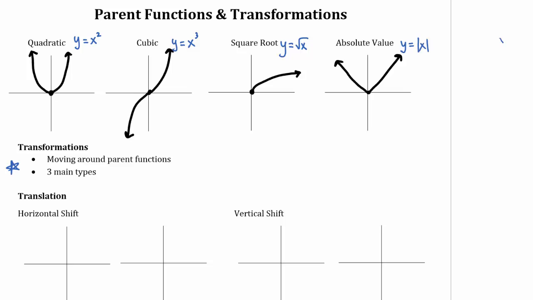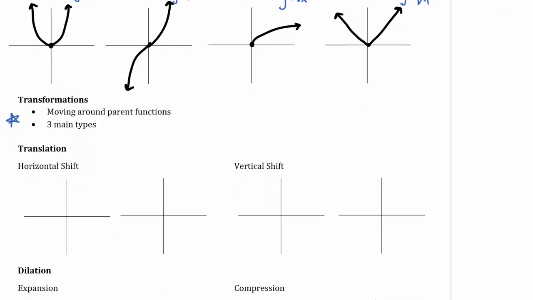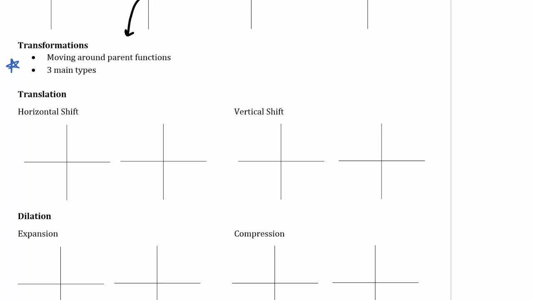So we're going to talk about the transformations. There are 3 main types. The first one is a translation, which we break up into horizontal shift and vertical shift. So if we're going to start with the parent, that y equals x squared for this one, you can do this on any of the functions, but for the shift we're going to talk about quadratic. So a quadratic has the parent function of that parabola, that u.